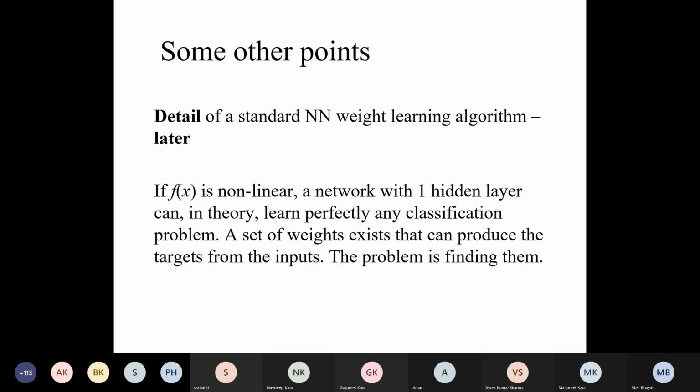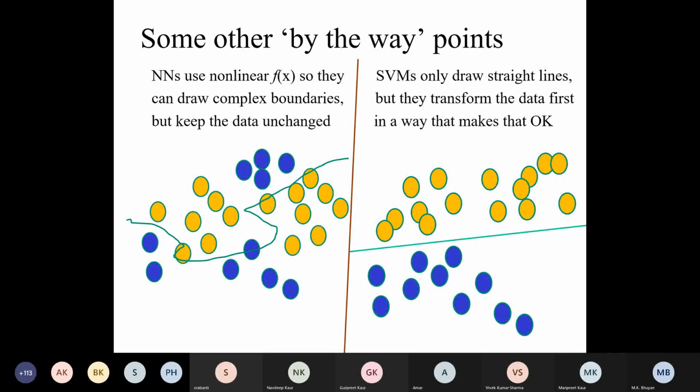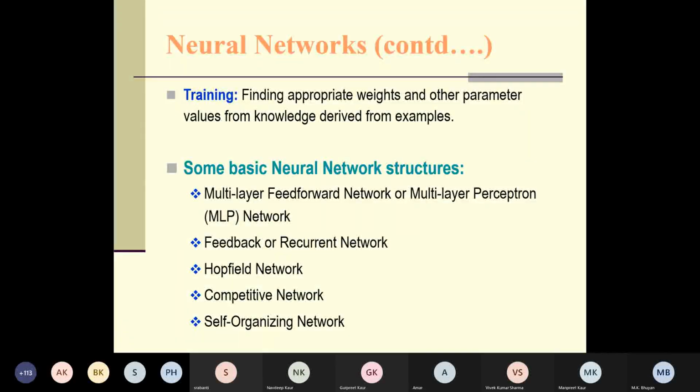So there are different types of artificial neural networks like MLP, the multi-layer perceptron, the feed-forward network, a feedback network, the Hopfield networks, the competitive networks, the self-organizing networks. MLP I have already explained. Feedback means the output is fed back to the input, and Hopfield means every node is connected to every other node. I will show what the Hopfield network is.